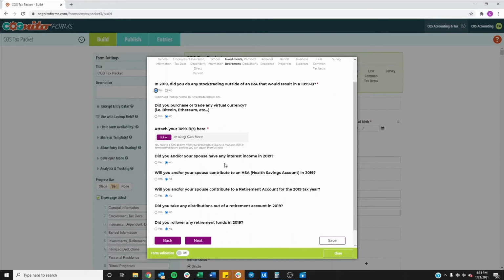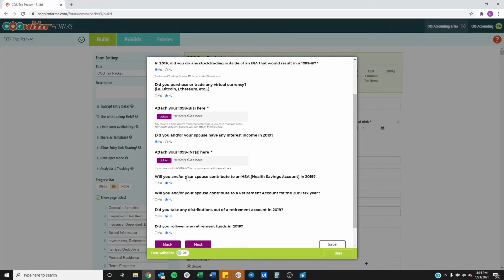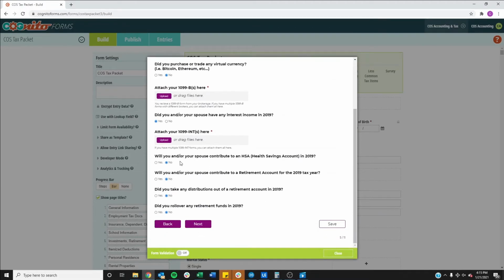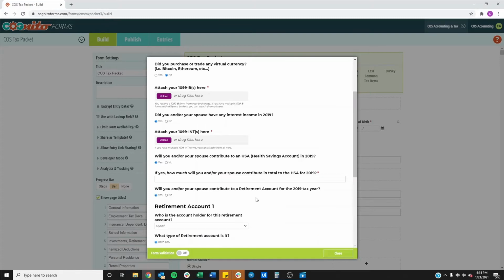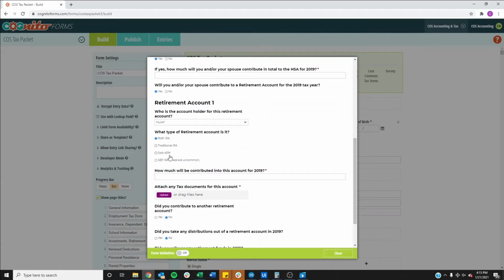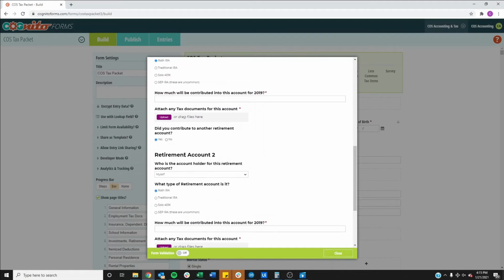If you had any interest income in that tax year, this is where you'll attach a 1099-INT for that interest income. If you contributed to an HSA, or a health savings account, we'll need to know how much you contributed in that tax year. If you contributed to a retirement account, such as a Roth IRA, traditional, solo 401k, or a SEP IRA, you're able to choose who it's for, whether that be for you or your spouse, and then how much you contributed, and then any tax documents for that transaction. And if you had multiple contributions to retirement accounts, you're able to put additional entries in for that.